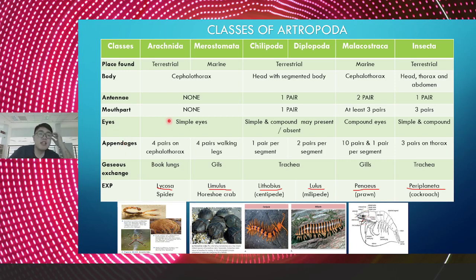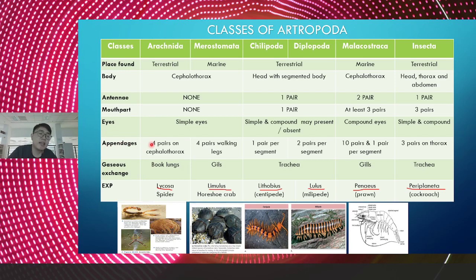Okay, for the eyes, for Arachnida and Merostomata, they only have simple eyes only. Macam human punya, only have simple eyes only. And Chilopoda and Diplopoda, they have simple and maybe will present compound. And Malacostraca is compound eyes, and insecta also have simple and compound eyes. Both it also have. Okay.